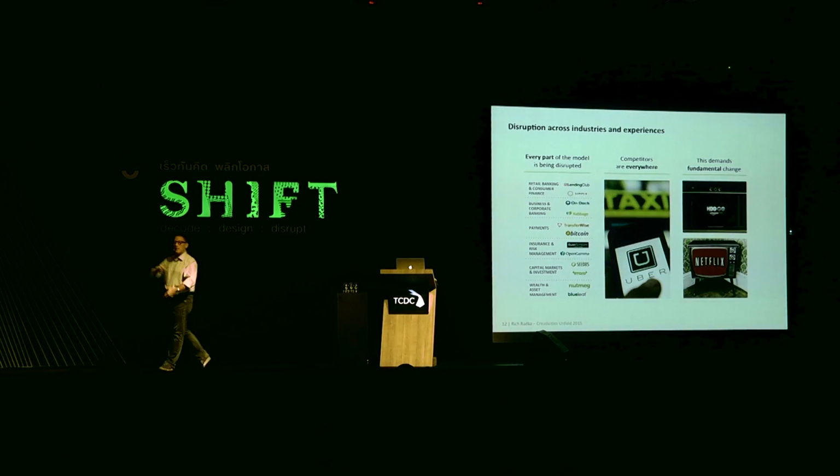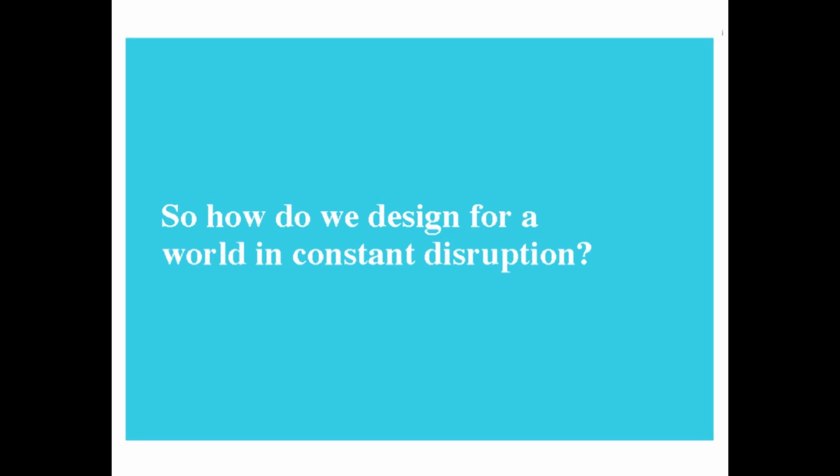So we can see this kind of disruption I'm talking about. And this means, as designers, our heads can spin. There's a million opportunities, but also there's a million things to think about. So how can we design for this world that's in constant disruption, that's on an ongoing basis, things keep changing?